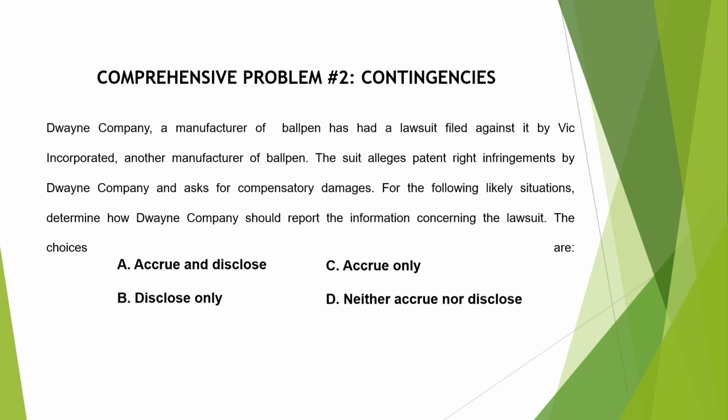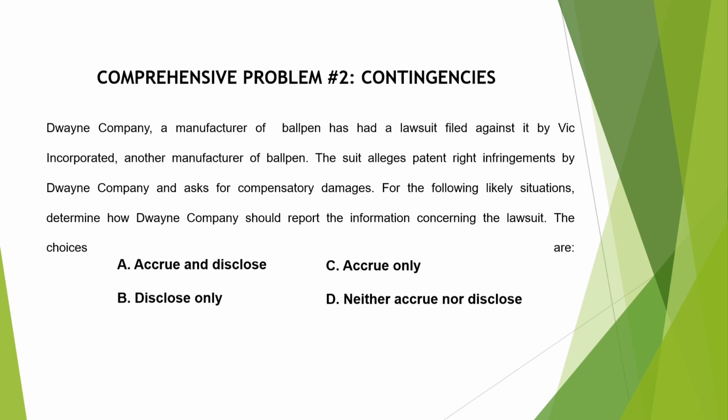C. Accrue only. So this is a rare case, but it can happen. Here, a company might accrue the liability but not disclose it. This is typically not allowed under normal accounting standards, but could apply when the liability is certain and measurable but doesn't need detailed disclosure. And lastly, neither accrue nor disclose.